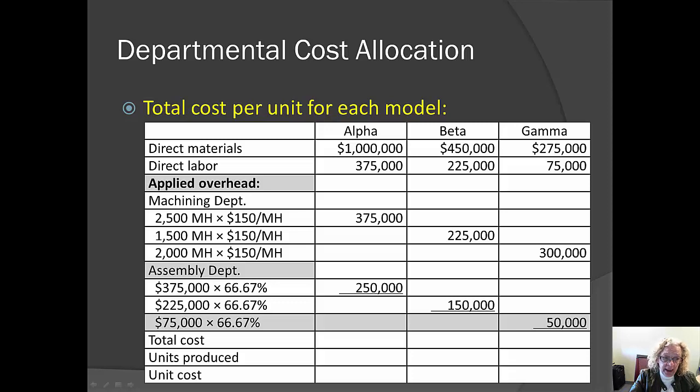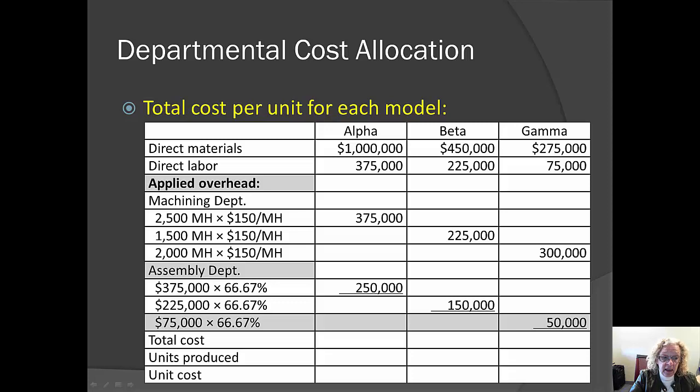Do you see the story here? In the assembly department, what we are saying is we believe that products that use more labor dollars deserve more overhead from the assembly department. If that's not a true statement, then we have to find a different model. But the cost accountant in this case believes that this is a reasonable explanation of how overhead costs are consumed in this department.